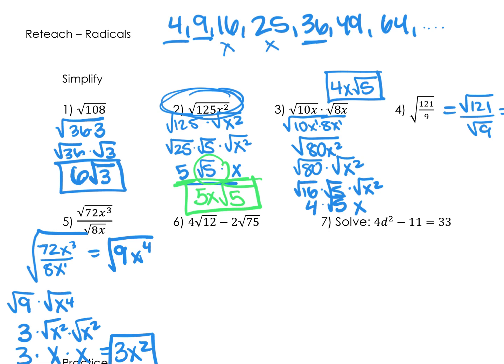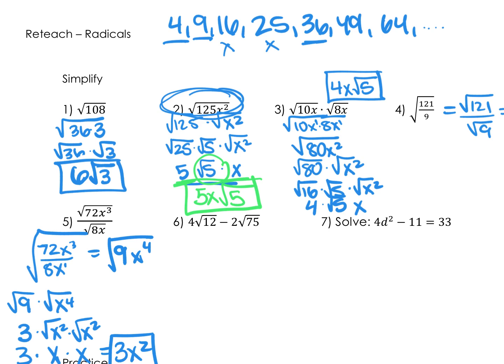Not number 9, number 6. We're going to look at number 6. For this one, remember you can only add and subtract radicals if they have the same number under the radical. This one has a 12 and this one has a 75, so we're not going to be able to subtract those right now. Instead, we'll try to simplify each of them first.